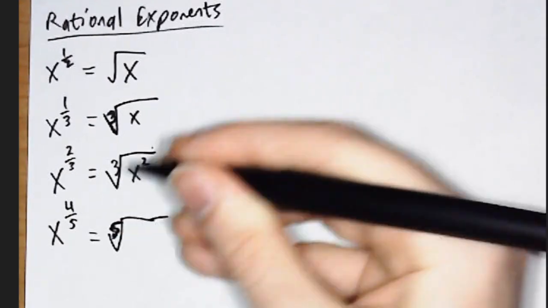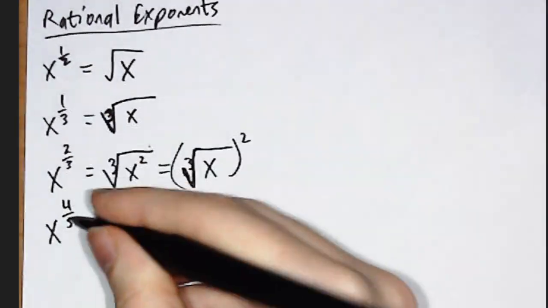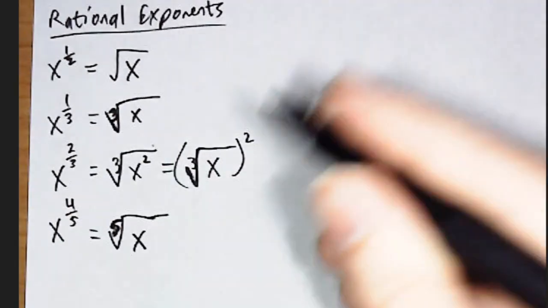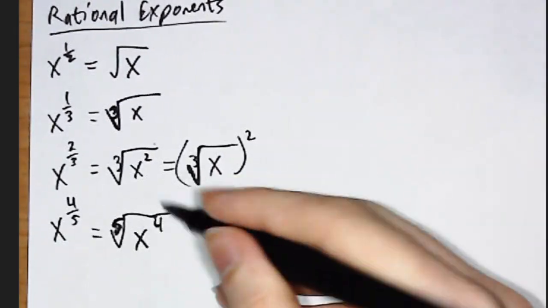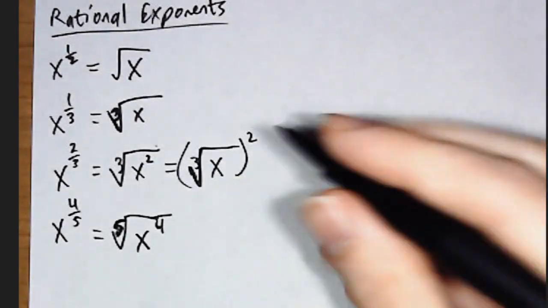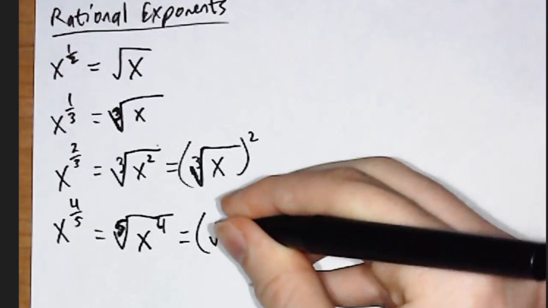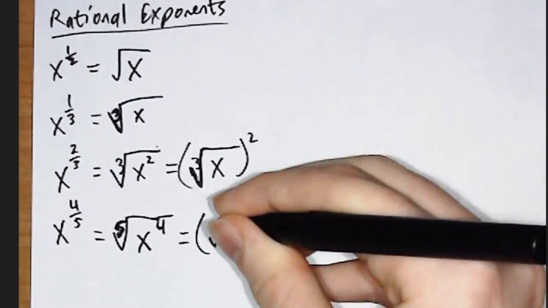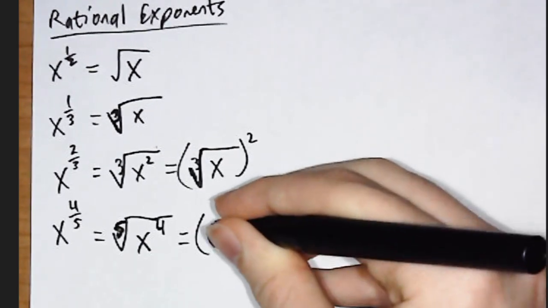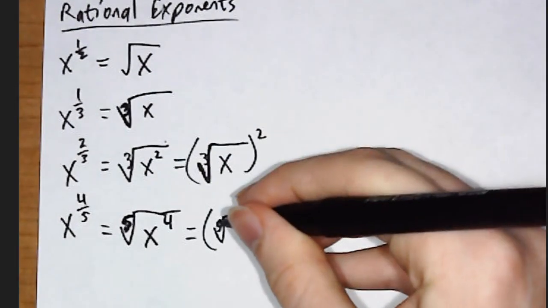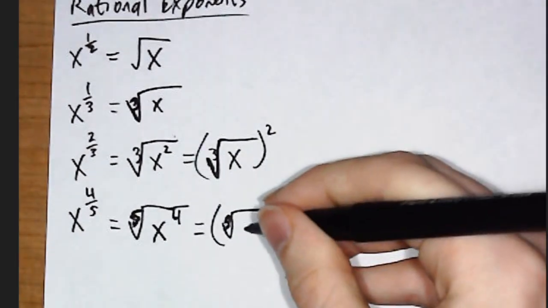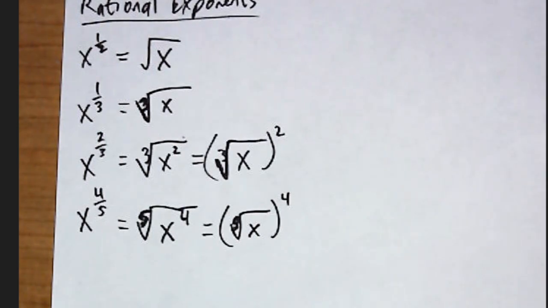Now what goes underneath? Well, the variable is x, and the exponent is the numerator of the rational exponent, so that's going to be a 4. This is one way to write it, where the exponent is underneath the radical. The other way to write it is where the exponent is outside of the radical. And again, our index is 5 because the denominator of the rational exponent is 5. And the variable is alone just like that.